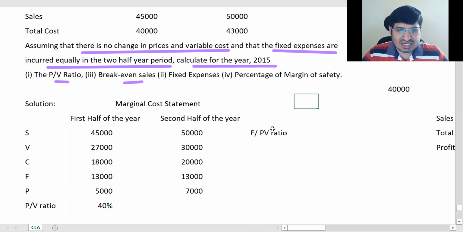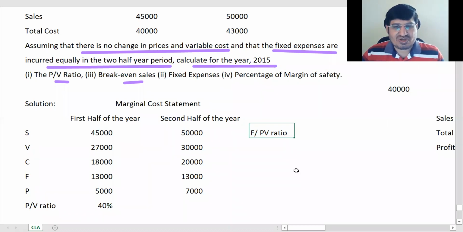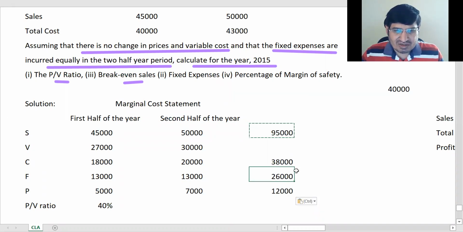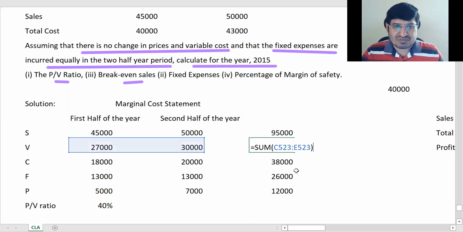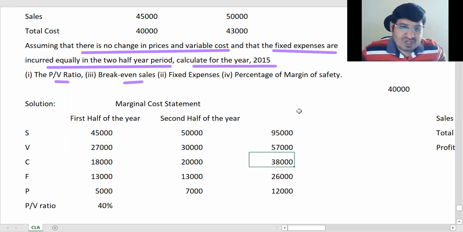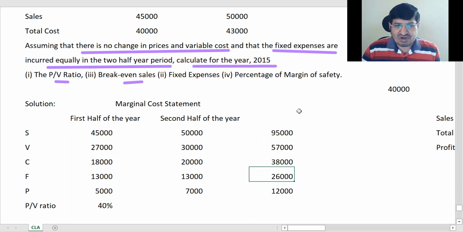Okay, fine. Right. Now fixed cost upon PV ratio is your break-even sales. Now what is fixed cost? Here, for the total, we'll just add all these. Add these two, you'll get total sales, total contribution, total fixed cost, total profit, and total variable cost. Okay, so this is what you got.